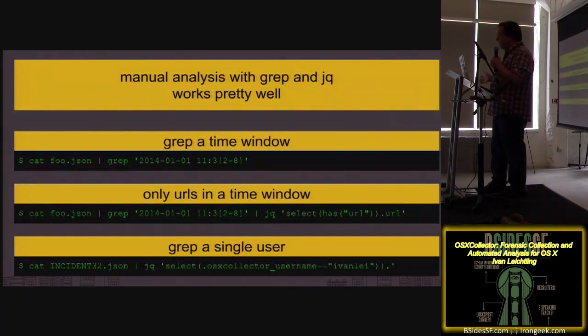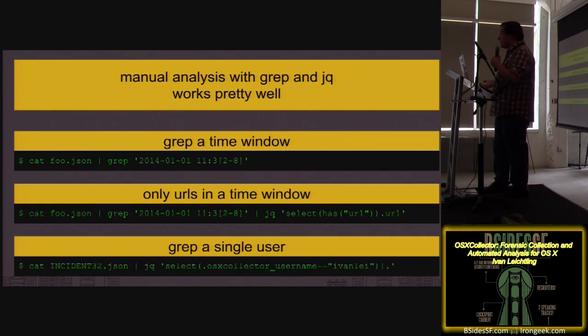But first, manual analysis. Manual analysis works pretty good on this output. You splat out the JSON, you grep a time window. If you have some alert that fired, like, hey, I noticed at this time this box did something really arbitrarily weird, I don't like it. So then we go grab that box, we do a little forensics on it, we run OSXCollector to grab up the data. And then we're like, yeah, now we can do some analysis, grepping that time window for the events that happened.